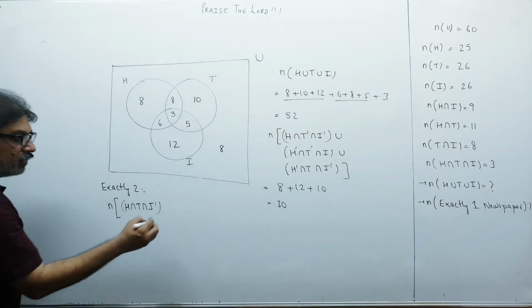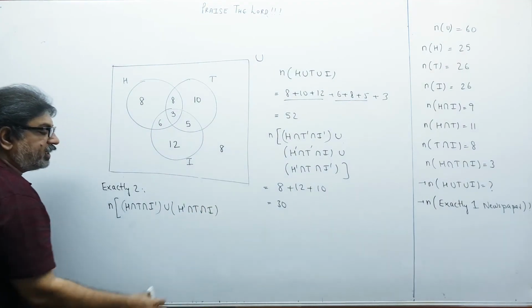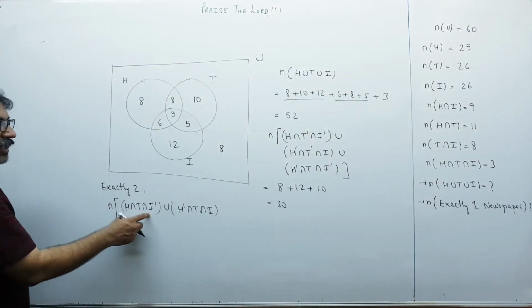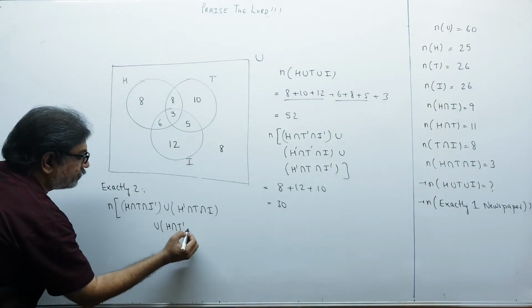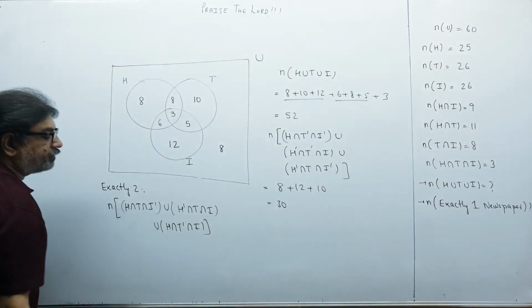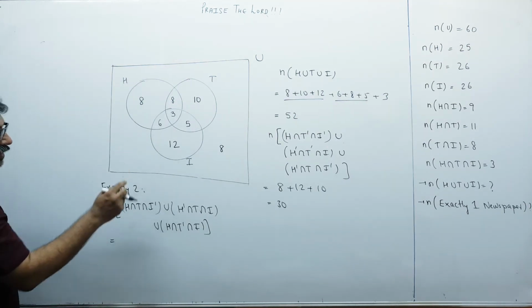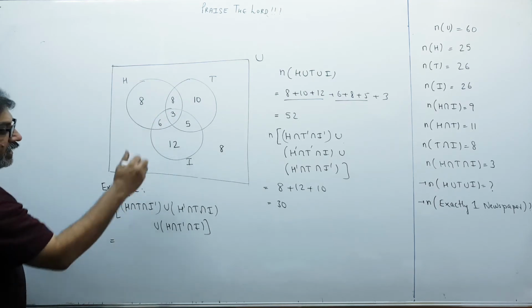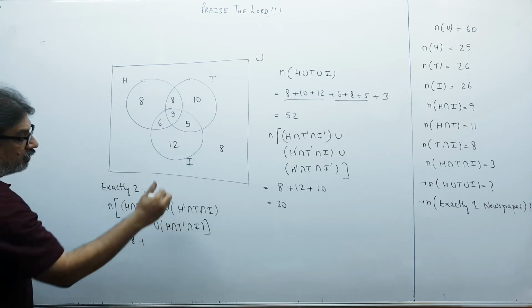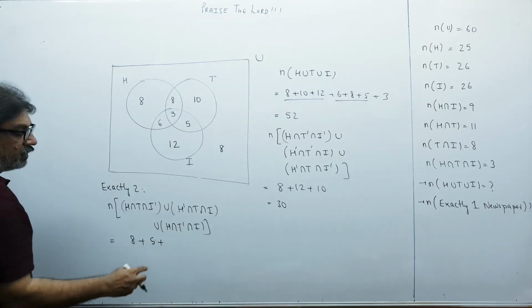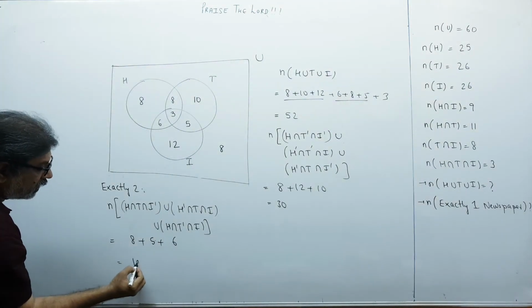Only H and T. Or H dash intersection T intersection I, only T and I. So first dash on I, then dash on H, and then on T. Like this, we write exactly 2. And this will be equal to how much? H and T, 8. T and I, that will be 5. And H and I, 6. So this will be 19.